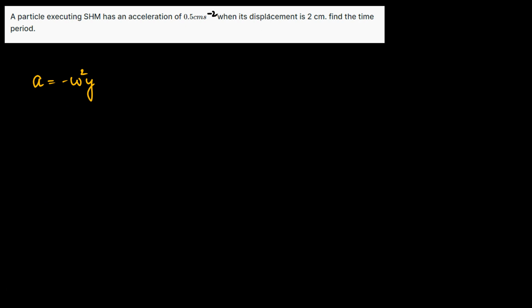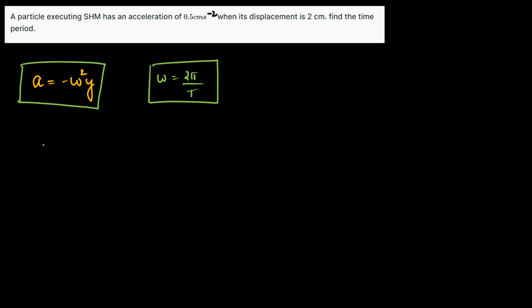Okay, and this is 2 centimeter. So this is the formula for acceleration, right? And now I can equate, and I can find out what is the value of t from here. So omega square. So what is your omega? Omega is given by 2 pi divided by t. I know that omega is 2 pi divided by the time period.